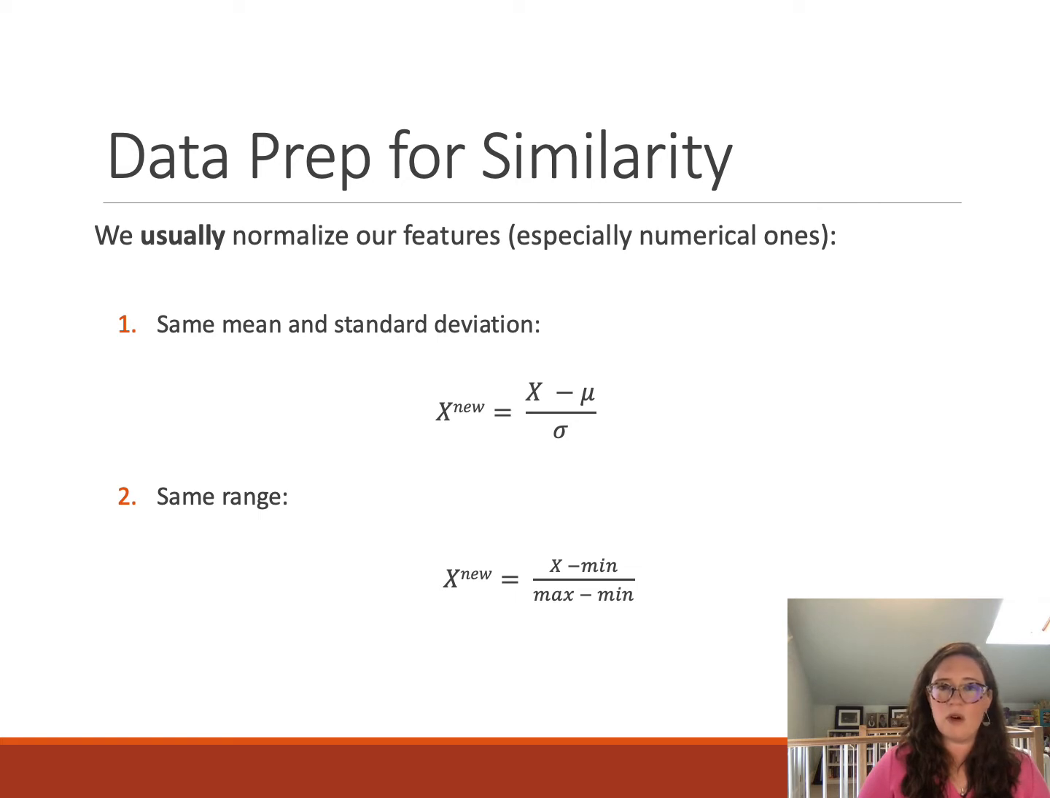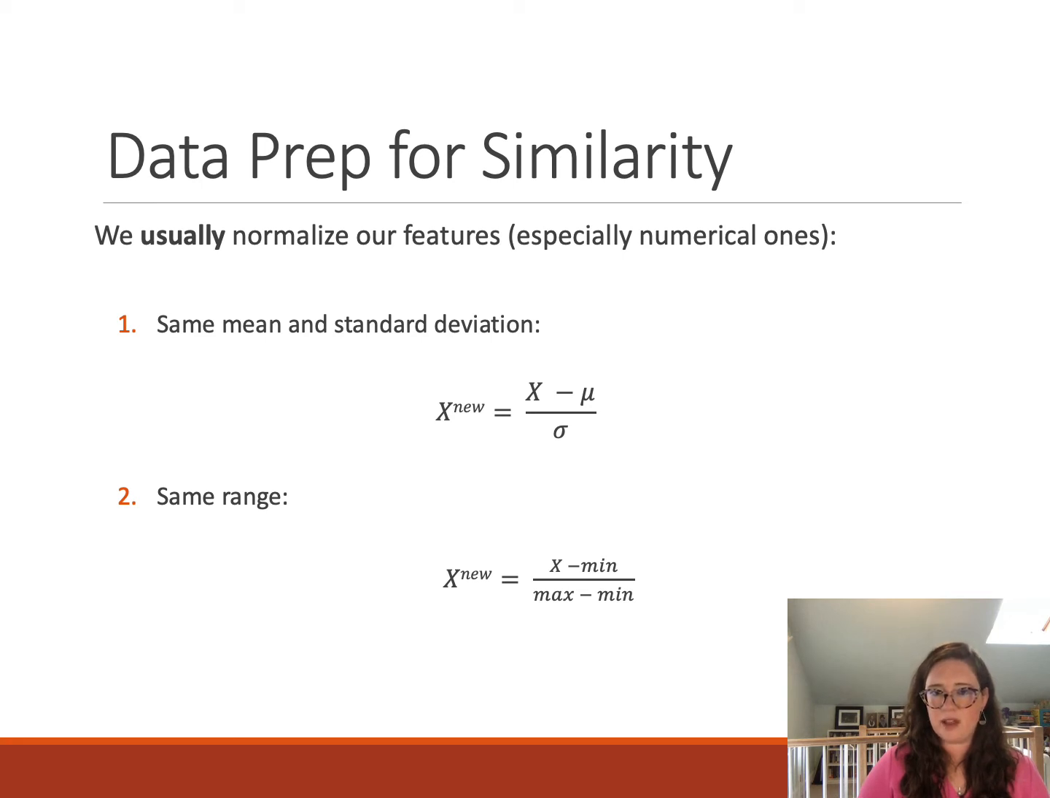We usually normalize our features, especially numerical features. There are two usual ways that normalization is done. The first one is to give everything the same mean and standard deviation. This is also called z-score normalization. To do this, we'll subtract each feature by its mean and then divide by its standard deviation.